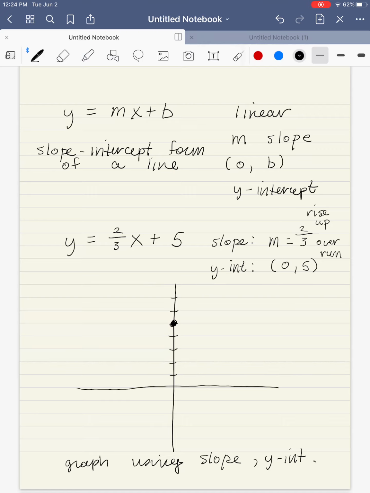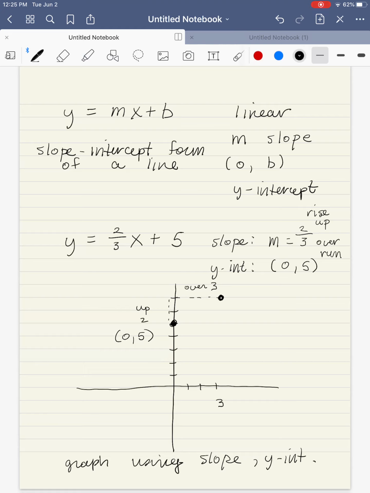And then we can go up 2 units in the y direction. And then over 3 units in the x direction. And that gives us another point, another ordered pair. And as soon as I have 2 ordered pairs, I have enough information to graph any line. All I need is 2 points to draw the line.